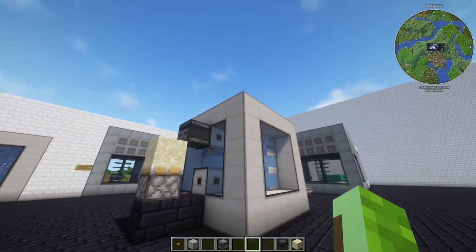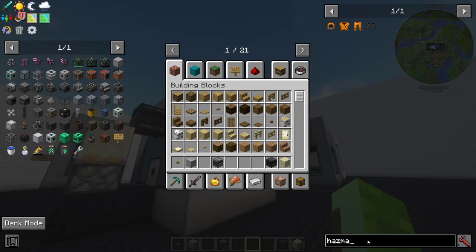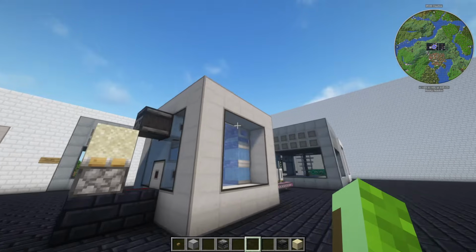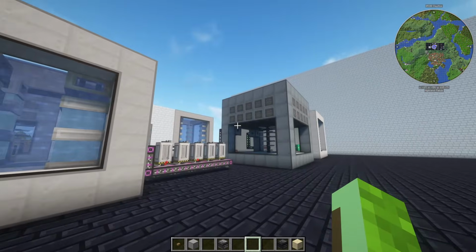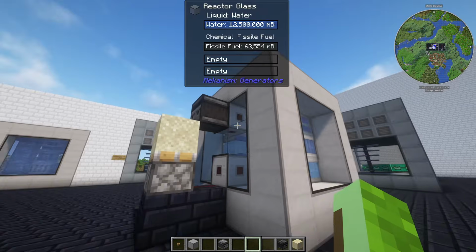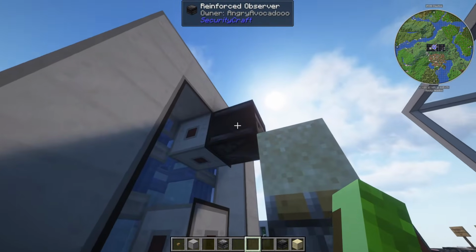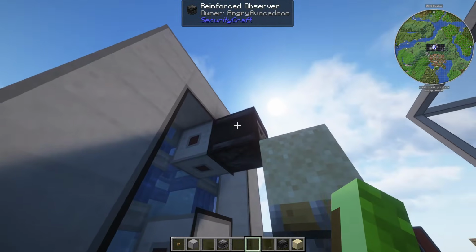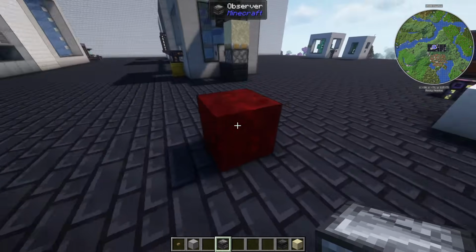All right, so a couple more things before I go, just to end off here, is you should always have your hazmat suit on when you're playing with the reactors and stuff. You should always have your reactors a very far distance away, and just have that chunk loaded using something like Journey Map. And then another thing is a failsafe here. Now I'm using a reinforced observer from SecurityCraft, because the regular observer in ATM 10 looks like this for some reason.